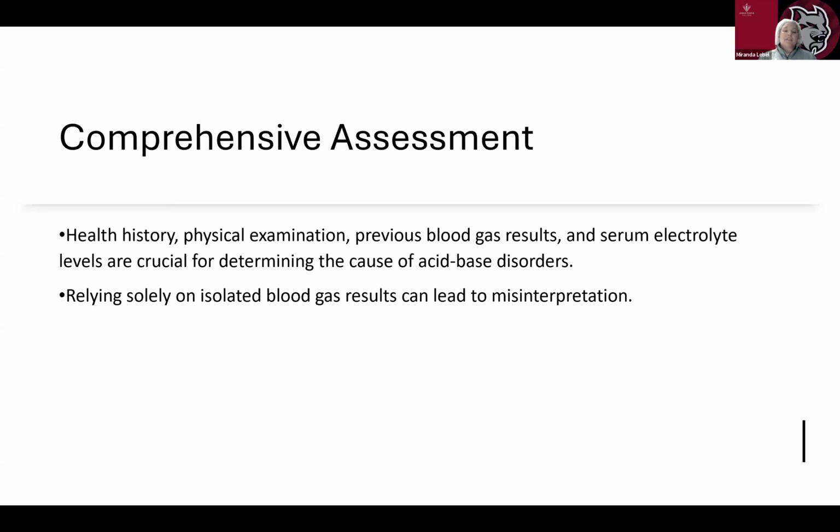And then for comprehensive assessment for any of these disorders, we need to get a health history and physical exam. Maybe we can compare to previous blood gas results. Serum electrolyte levels are crucial. Because we can't fix this patient if we don't understand what the underlying cause is. And a lot of times their history is what will tell us what the underlying cause is. So we don't want to rely solely on isolated blood gas results because it can lead to misinterpretation.